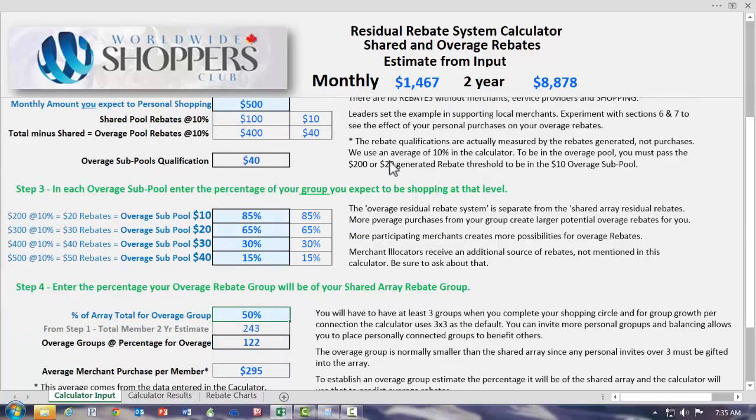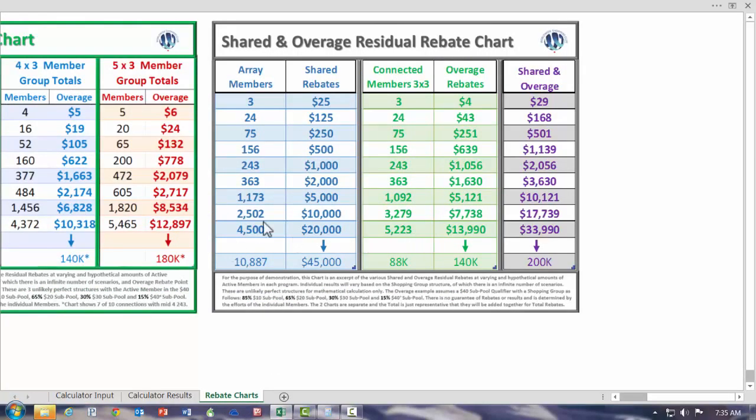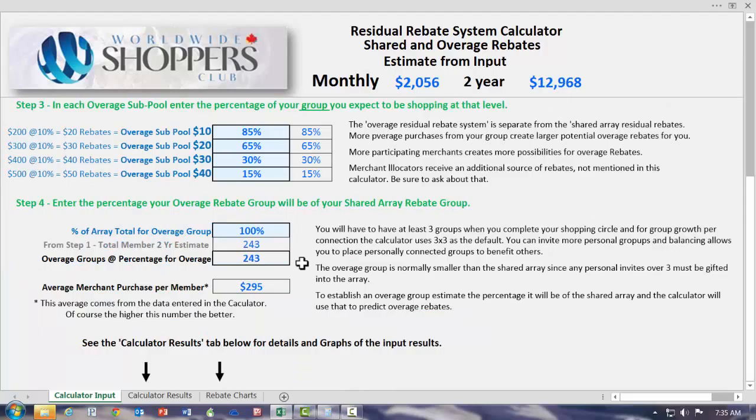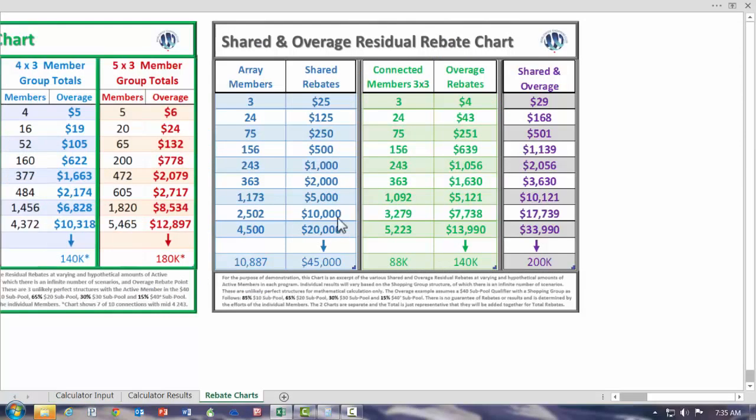And you can see here we're at 1,467, which again is not what we put in the chart over here at 2,056 for the total. The reason for that is because we were just using 50% for the size of the overage group. In order to make those numbers match, we would have to have a 100% overage group to subgroup ratio. If we do that again, as you can see here, it's 2,056, exactly what the chart says. From here to 2,056 rebates received.